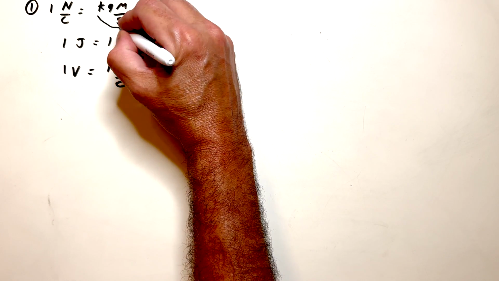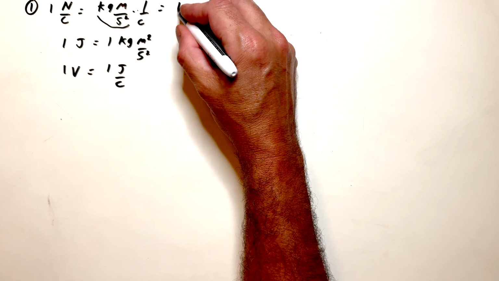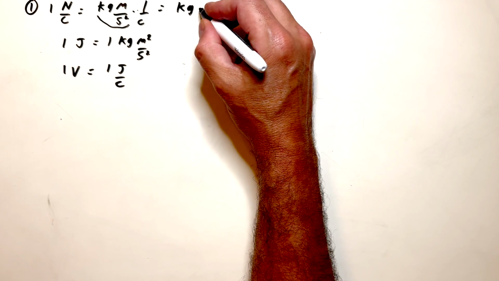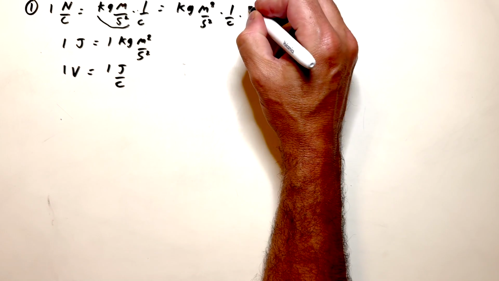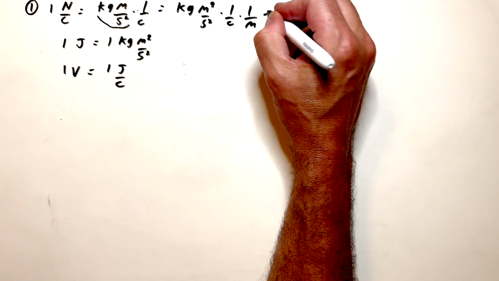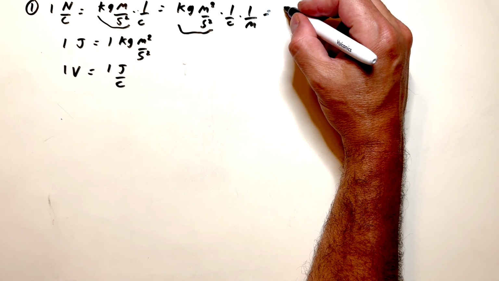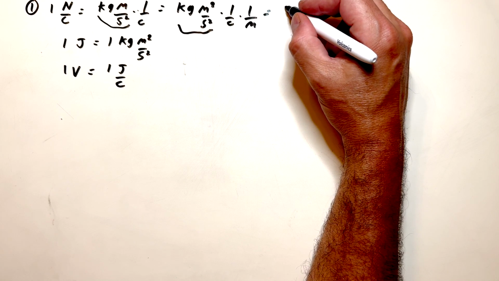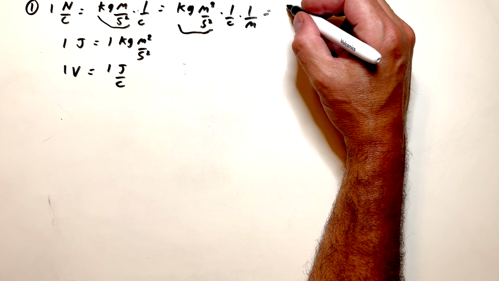So we see that the kilogram meters per second squared is almost what we need. We can multiply through by another unit of meters, making this meter squared per second squared times 1 over coulombs, but we of course have to divide out that meter that we put in. And so now I can replace this with joules, and that gives me joules.